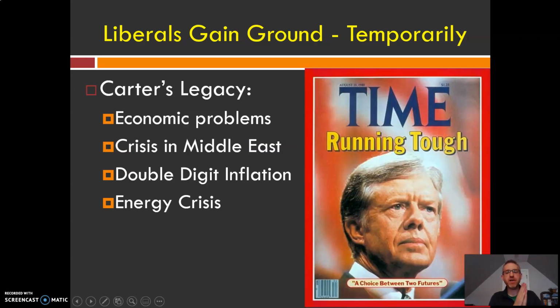Now, the problem is that Carter gets elected and he has all these economic issues, which we're going to talk about. Hold on. There's a crisis in the Middle East. We've already talked about the issues with Iran and the hostage crisis, and he can't bring that to an end. Double-digit inflation. What that means is that you start seeing prices go up by at least 10% a year under him. There's an energy crisis. There's not enough gas, partly because of the issues in the Middle East. And Jimmy Carter's presidency just doesn't go super well.